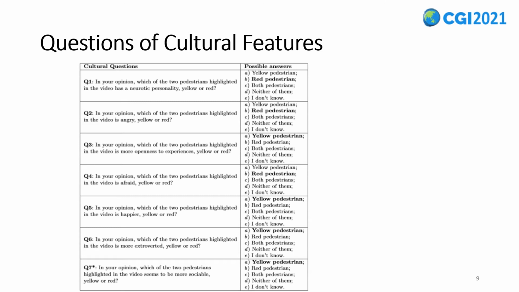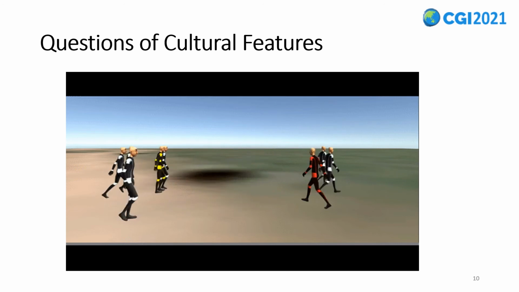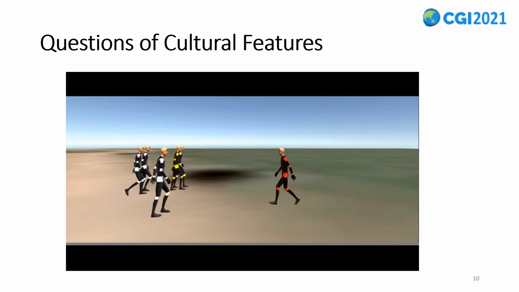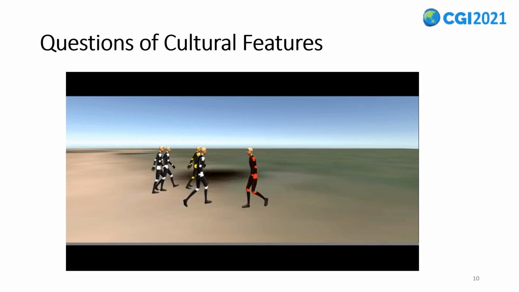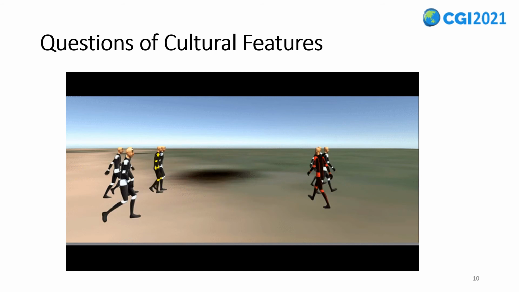Before each question, we presented a short video with humanoid avatars in low density. Each video had two avatars highlighted in yellow and red, having opposite values of cultural features. So people had to choose the avatar with the question feature. Here we can see an example of one of the short videos presented in cultural features questions. In the example, the pedestrian in red has a low sociability score, and we can see that he walks away from the group of people, while the pedestrian in yellow walks with other people. In this case, we asked people which was the sociable avatar, the red or the yellow one.